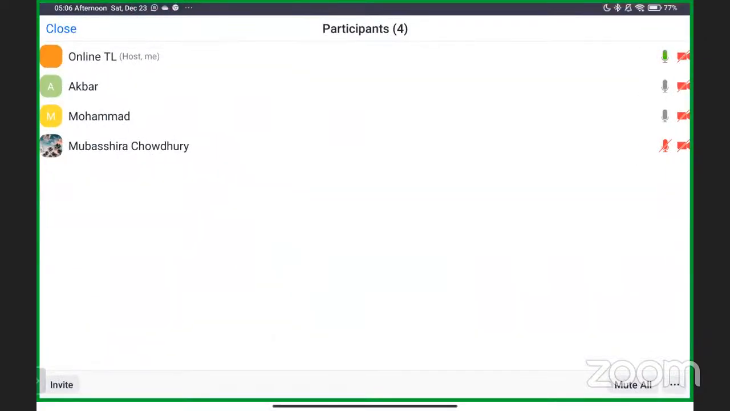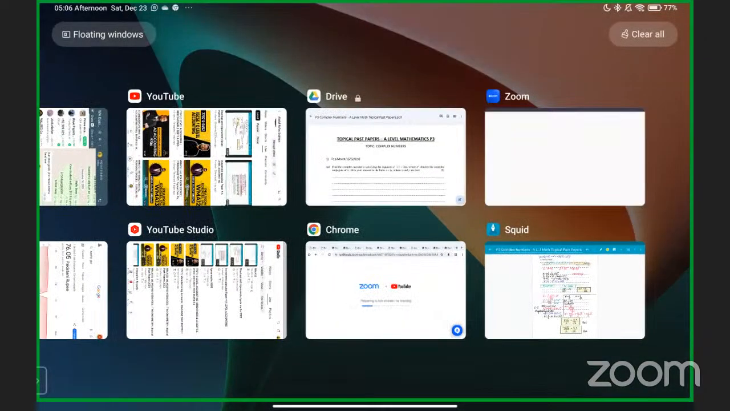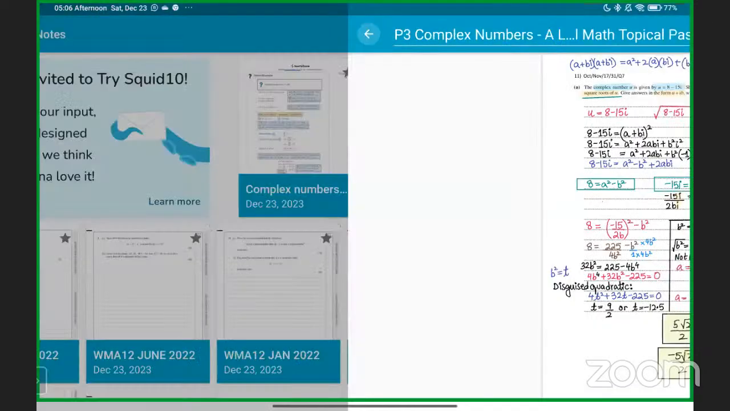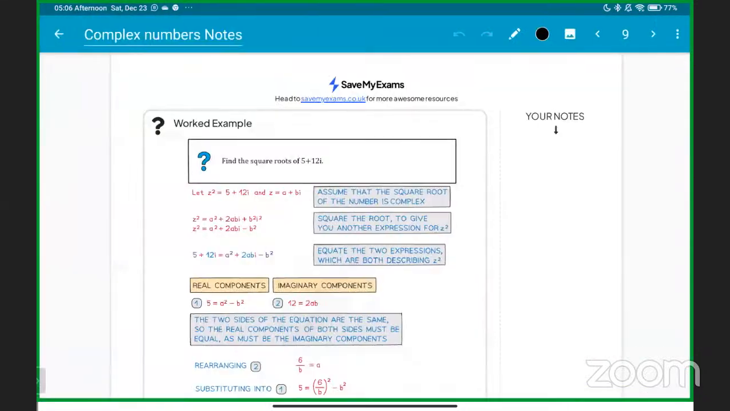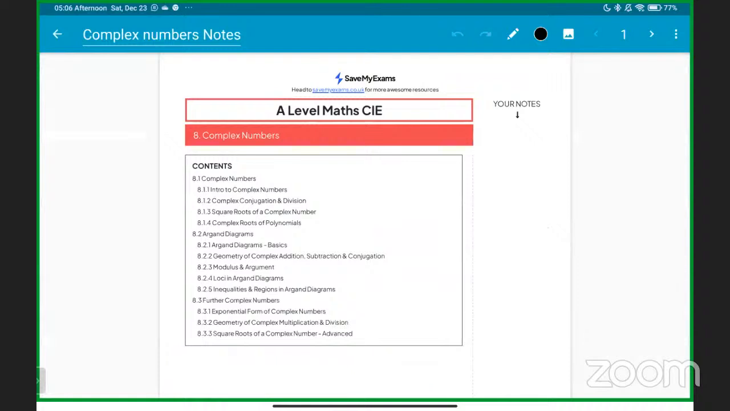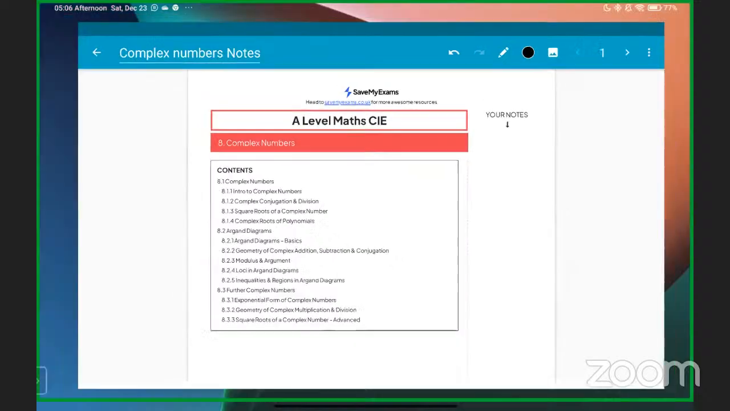If we summarize the class, we have done basically these things. We have done introduction to complex numbers, complex conjugation, division, and square roots of a complex number as well. We'll start from the complex roots of polynomials and do Argand diagrams, and understanding of that as well. Okay, everyone, got it clear? Maybe a total of 3 to 4 classes and we'll finish this chapter as well. Okay, thank you.